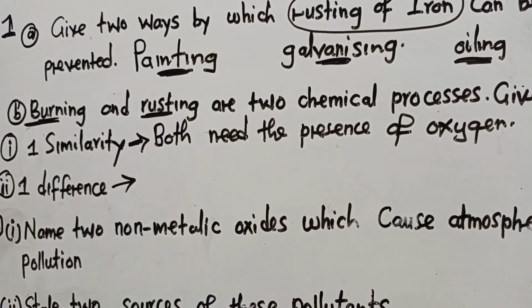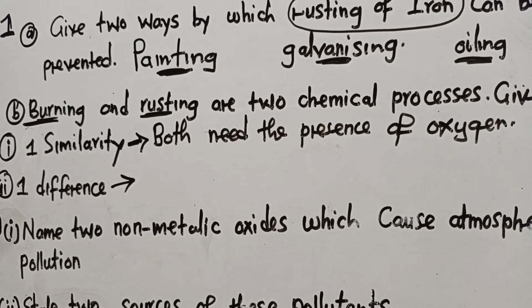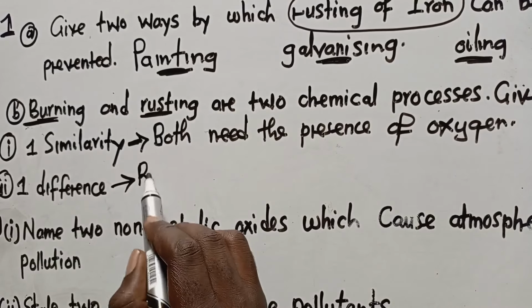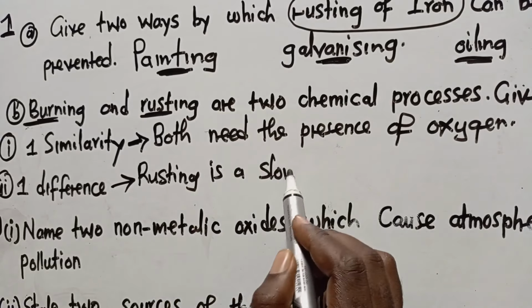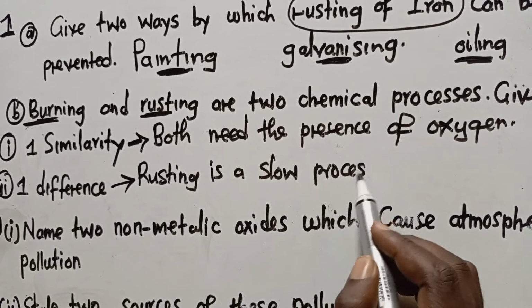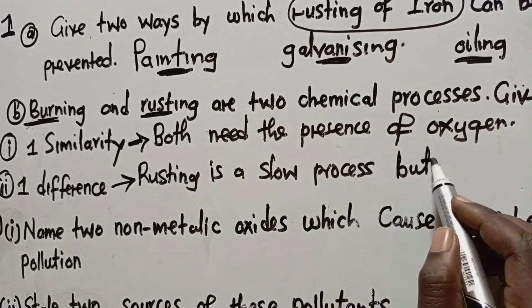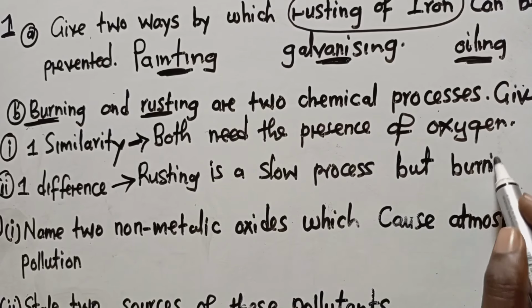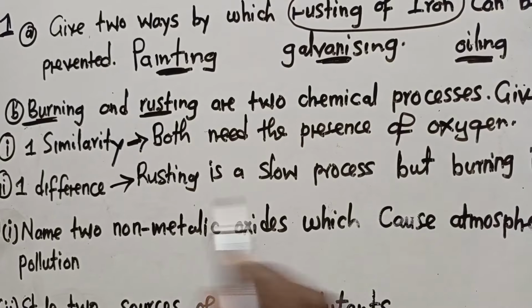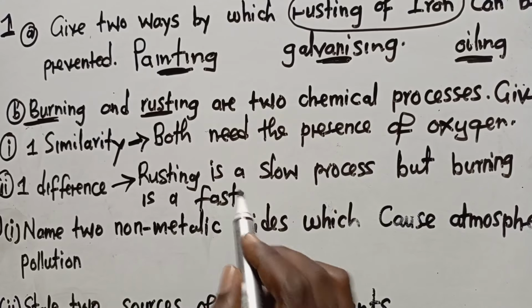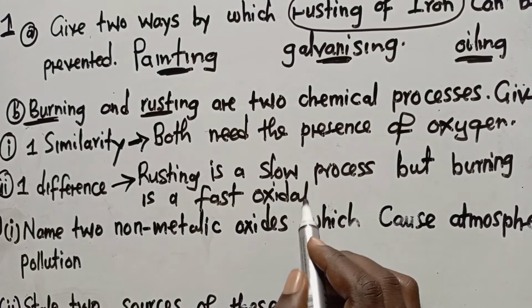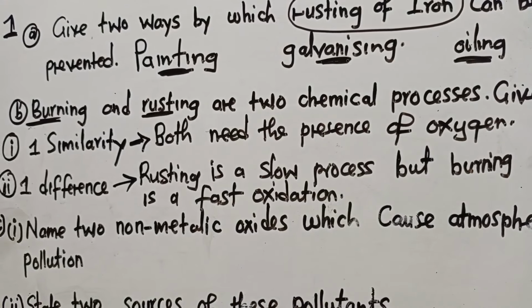Here they're telling us to give a difference. For a difference, you need to know that rusting is a slow process, but burning is a fast oxidation. So you tell them that rusting is a slow process, but burning is a fast oxidation. This is what you are supposed to know.